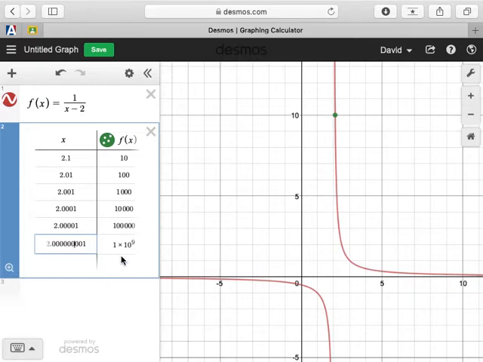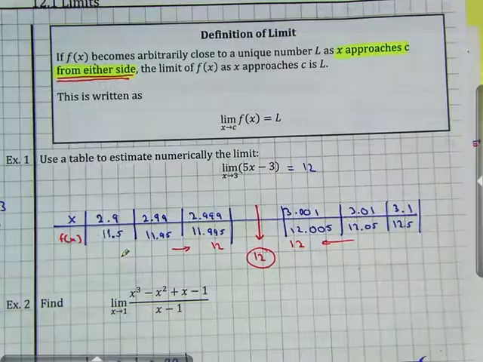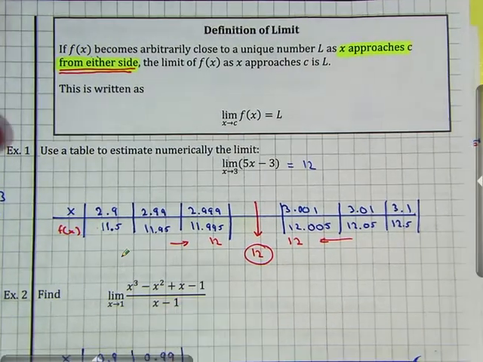Or you can also do it on your graphing calculator. You can just do the table just like we've done before, or just like you did in section 12.1, where we did the table of values. Same concept.